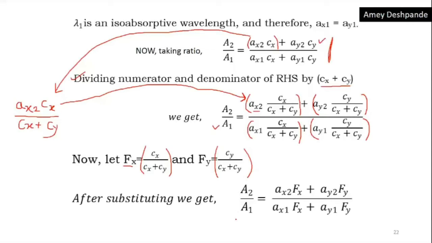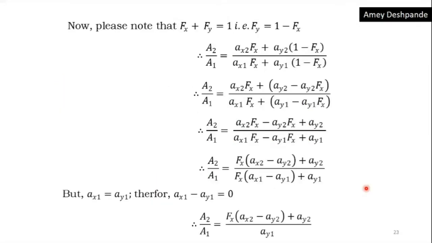So A2 upon A1 becomes AX2 fx plus AY2 fy divided by AX1 fx plus AY1 fy. Okay, I hope you have understood this. Please copy down the remaining slide. This is the equation you have got. Now, please note that fx plus fy is equal to 1.